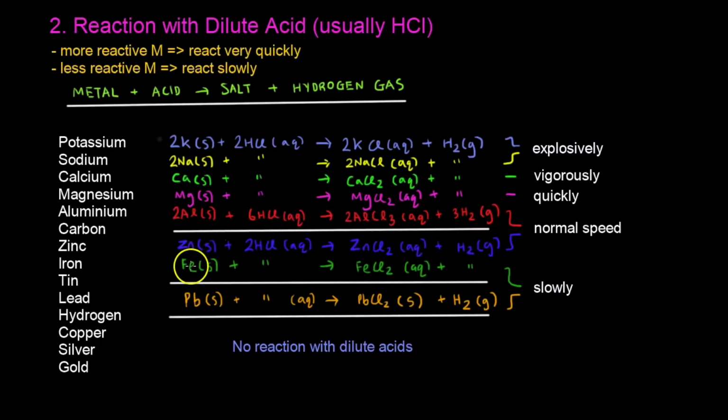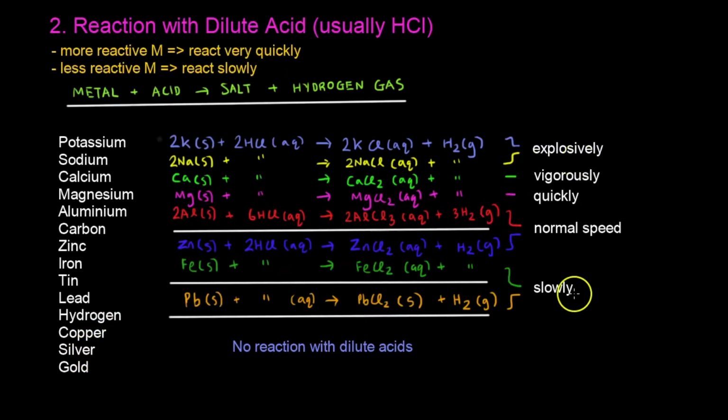Similar for Fe, which is iron. It follows the same ratio, and that's why I just write a dot here. And lead follows the same ratio as zinc as well. So this is 2 hydrochloric acid to give us lead chloride with hydrogen gas. And as usual, copper, silver, and gold do not have reaction with dilute acids.